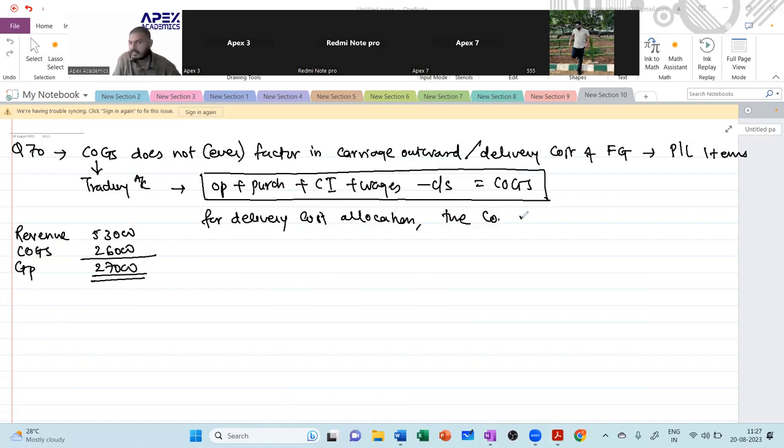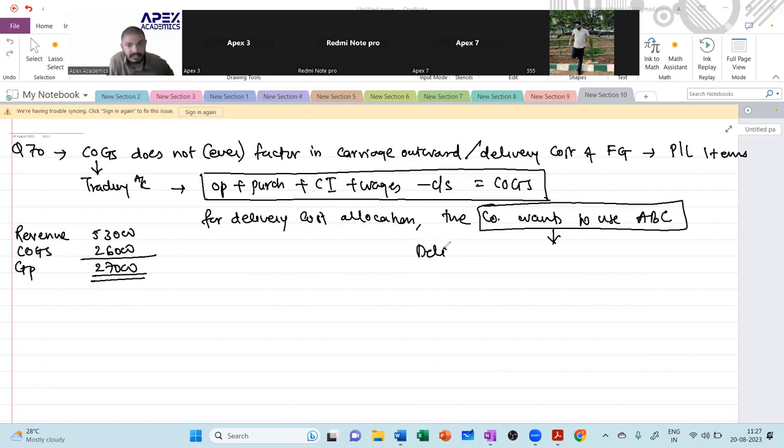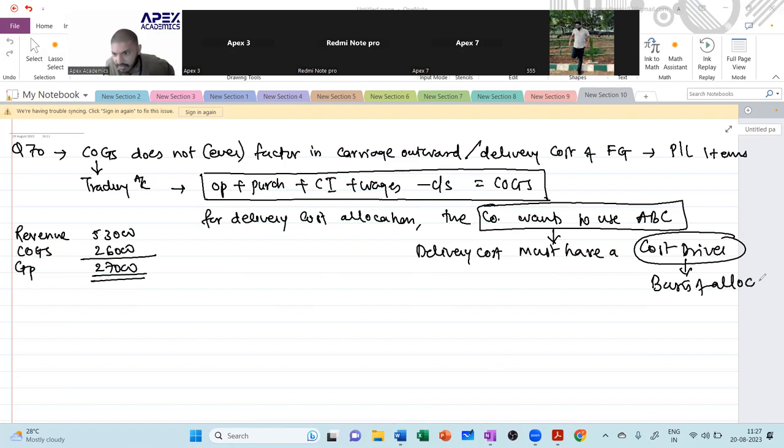the company wants to use activity-based costing. The company wants to use what? Activity-based costing. Now, if it wants to use activity-based costing, the delivery cost must have a cost driver. What must it have? It must have a cost driver. What is the cost driver? The cost driver is the basis of allocation. Now, let us go ahead into the question.